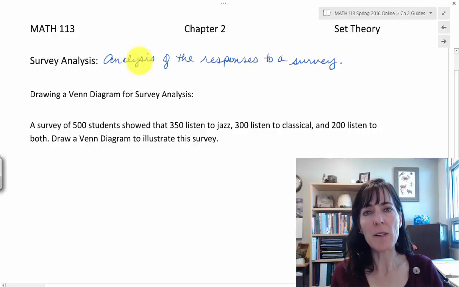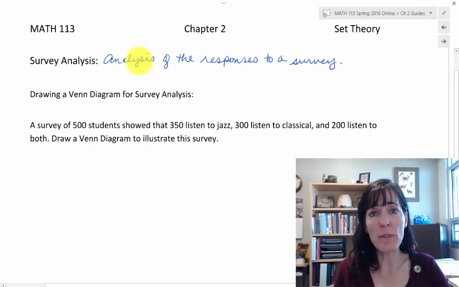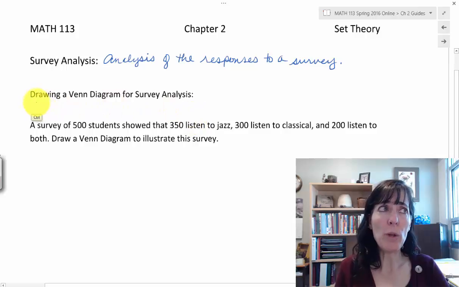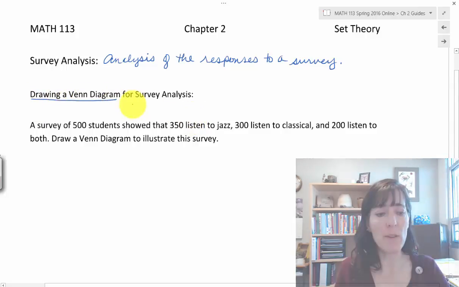Survey analysis. That's simply the analysis or looking at the responses to a survey. And a Venn diagram can help you do that. And we will do that frequently, draw a Venn diagram to help us analyze a survey.